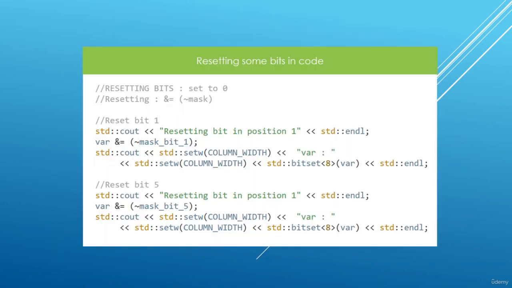Here is an example of how we can do this in code. It really is the same thing, but we have changed the operations we do. We are going to AND with the reverse of the mask. This is another example of how we can reset the bit in position 5. We're going to AND it with the mask that is reversed, and we're going to print out the result here. This is really easy once you understand what is happening behind the scenes.